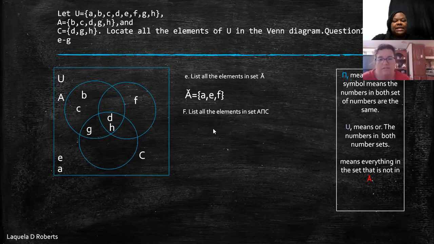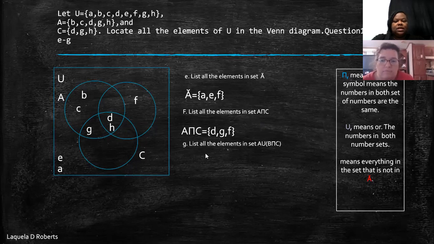List all the elements in set A and C. Of course, our A and C is in our square, so the set will be D, G, and F. List all elements in set A union B and C. So our set here will be D and H.